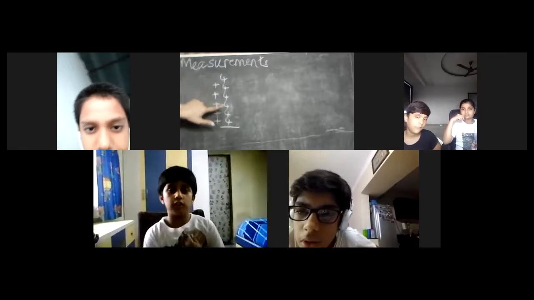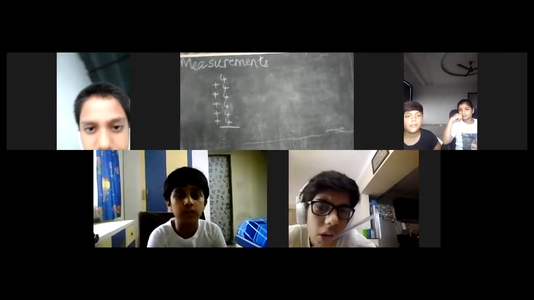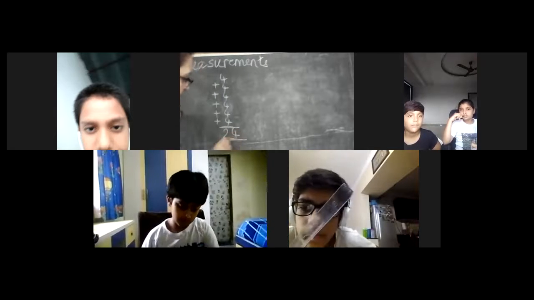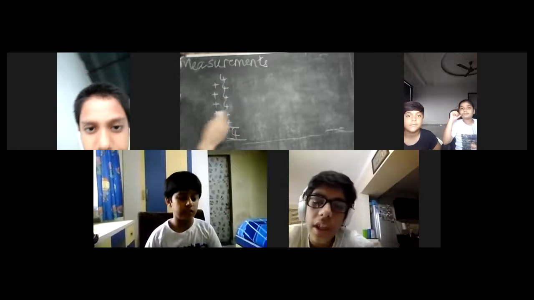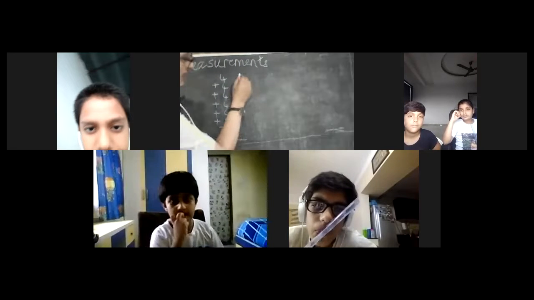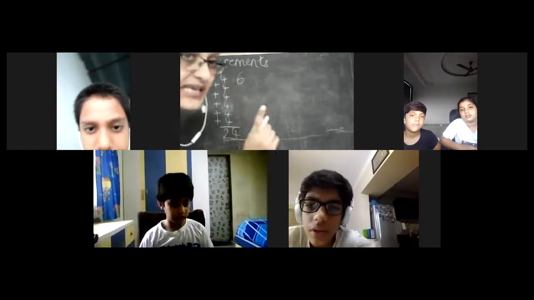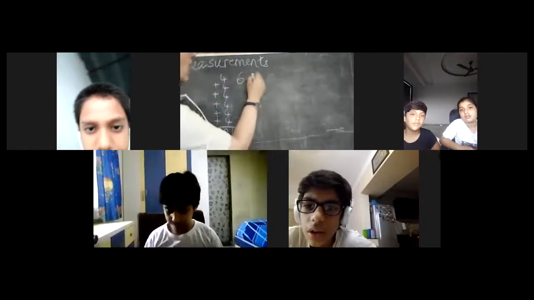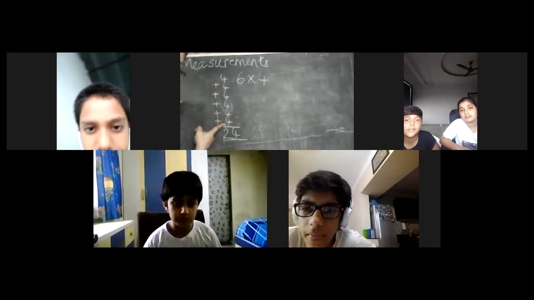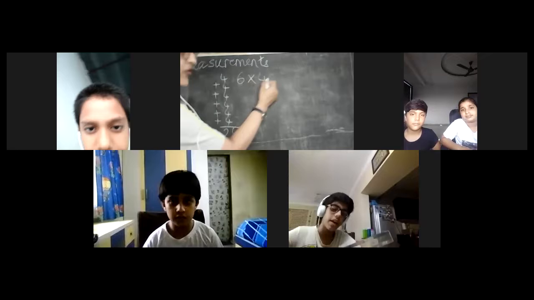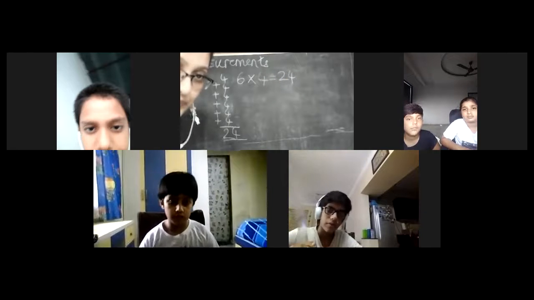4 plus 4 plus 4 plus 4 plus 4 plus 4. How much will it be? 24. How many times have I written 4? 6. So how will I write it in multiplication? 6 into 4, equals 6 times 4. How many times have I written 4? 6. So 6 times 4 is 24. Have you understood? Yes.